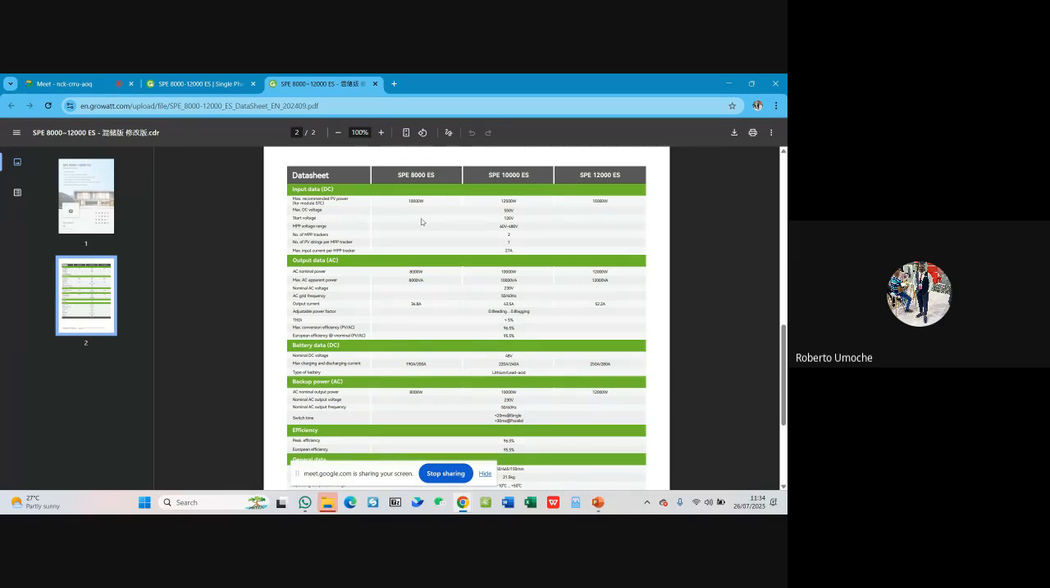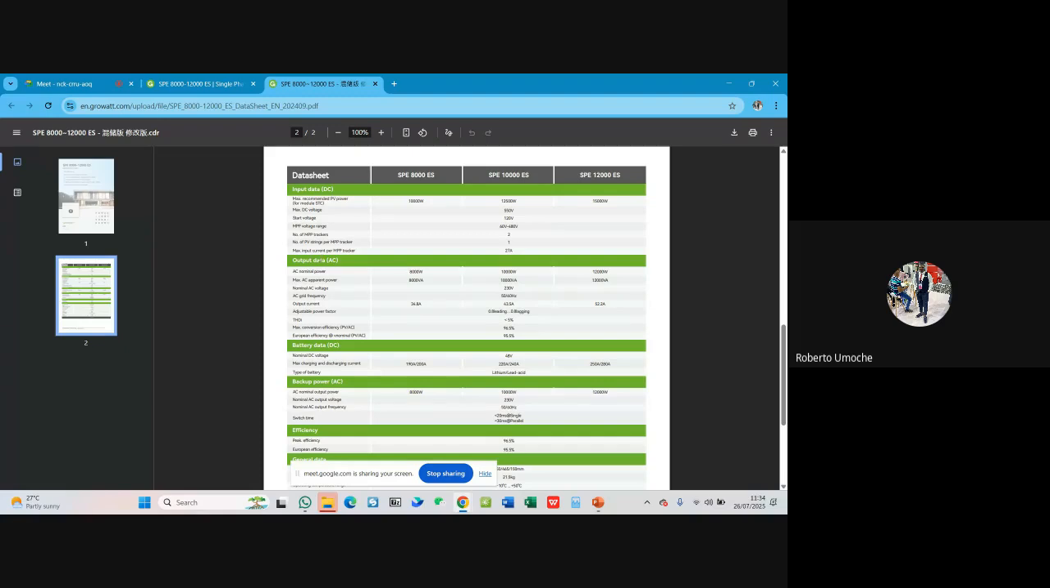MPPT voltage range 60 to 480 VDC. Number of MPPT trackers for this one, for the 3 of them, is 2 MPPT trackers. And the number of PV strings per tracker is 1. Maximum input current per MPPT tracker is 27 amps. So this means for each MPPT, you can go as high as 27 amps.